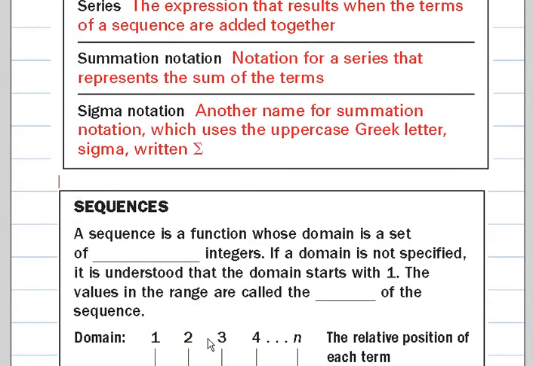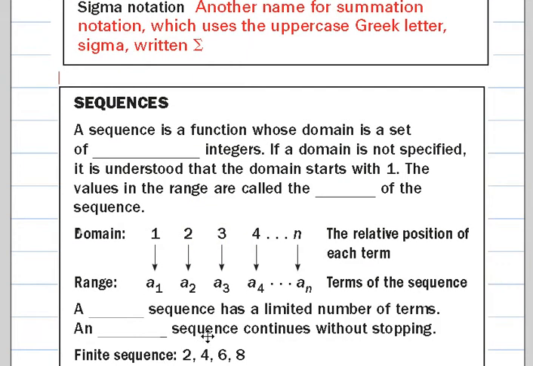Okay? So we've been working with sequences, and the domains are integers. Some of the domains start with 1 and go all the way up to n. Other domains sometimes start with 0 and go all the way up to n. So it really does depend on who's writing the sequence. But your starting term number is either 1 or 0.